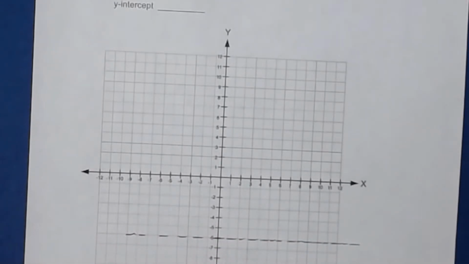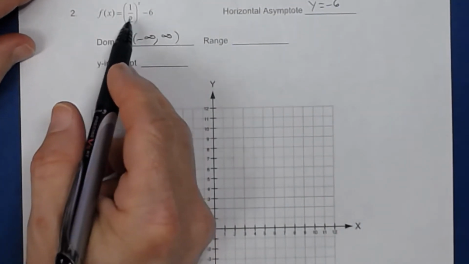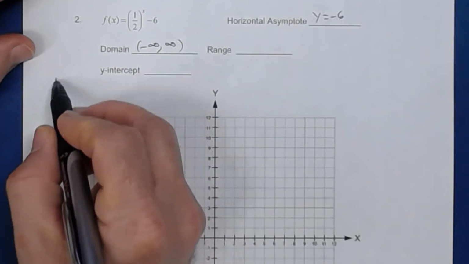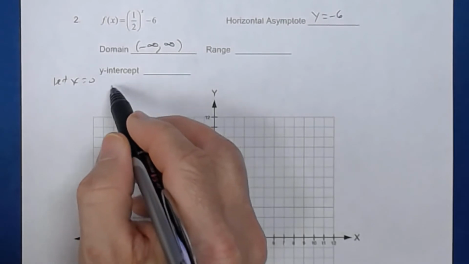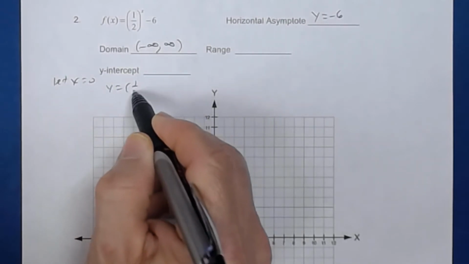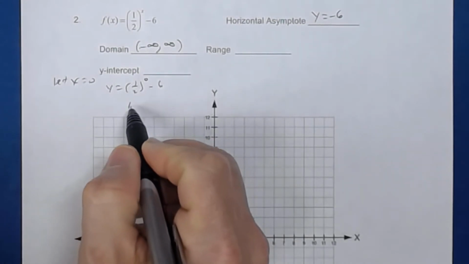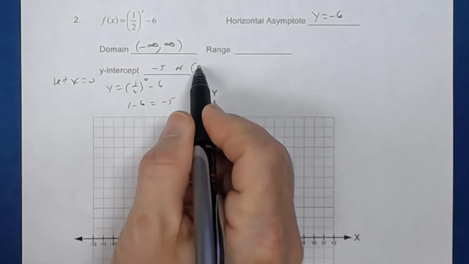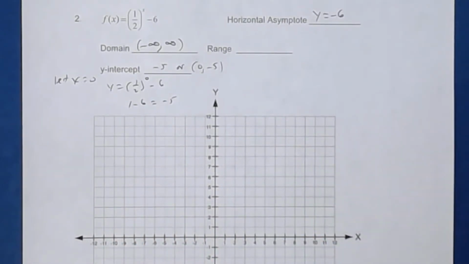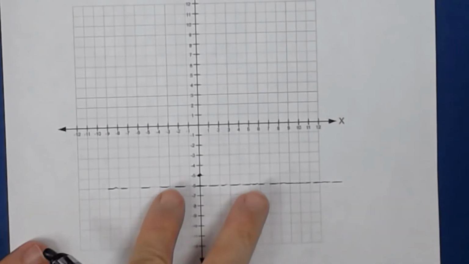All right, and I can easily find the y-intercept. Remember, all exponential functions have a y-intercept, so you let x be 0. And it has a y-intercept because the domain's all real numbers. So I get y equal 1/2 to the 0 minus 6. Well, 1/2 to the 0 is 1, and 1 minus 6 is negative 5. If you want to write an ordered pair, you'd say 0, negative 5. So that's right here.